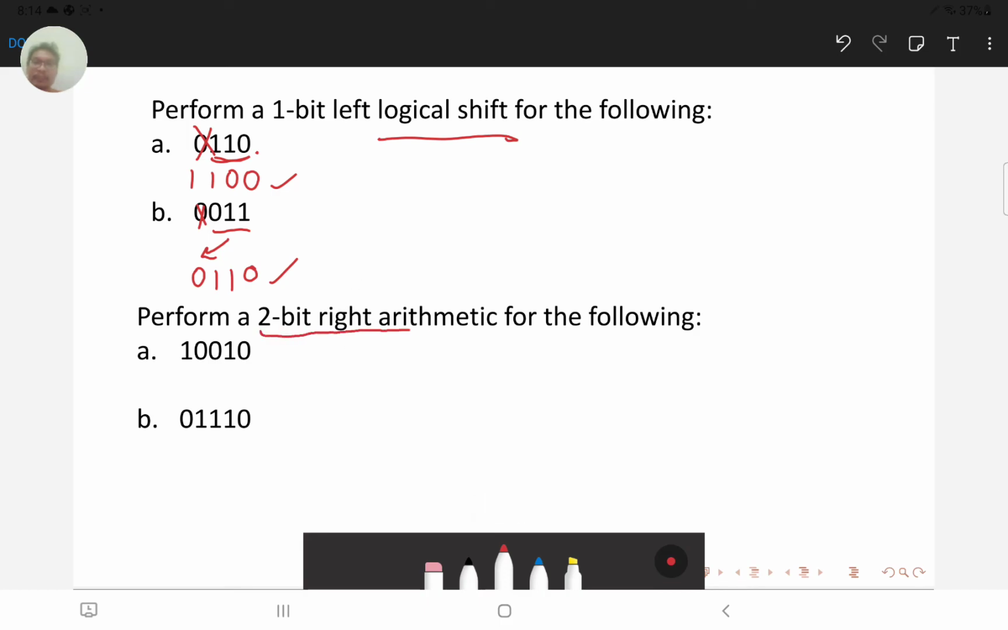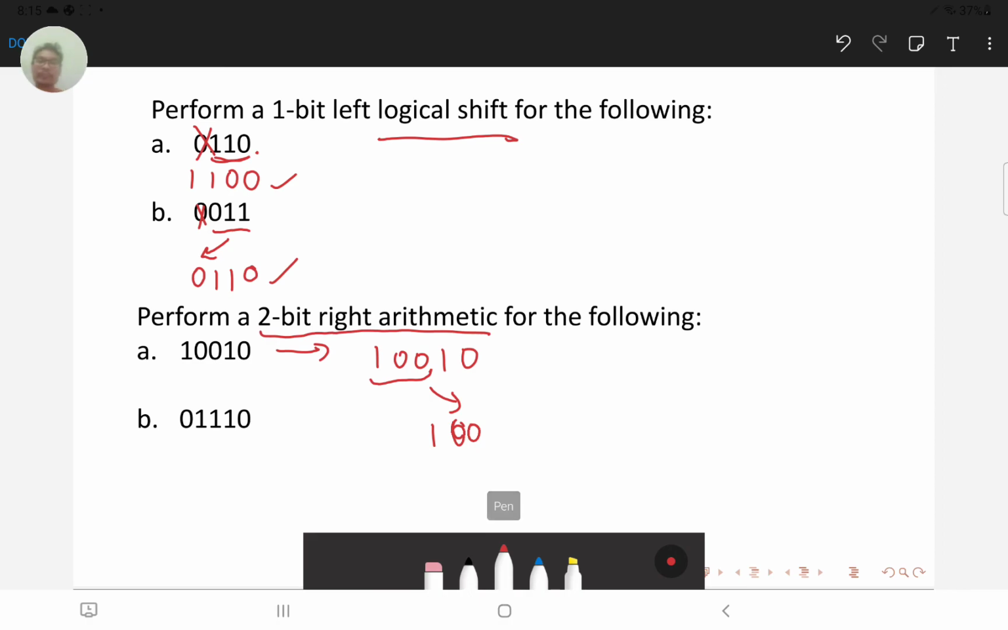Now let's perform a 2-bit right arithmetic shift. We can also do a 2-bit shifter. Let's look at the first one here, 1 0 0 1 0. We can have any bits that we want. If you do a right shift by 1, it means we take these ones and put them as 0 0 1 on the right side.